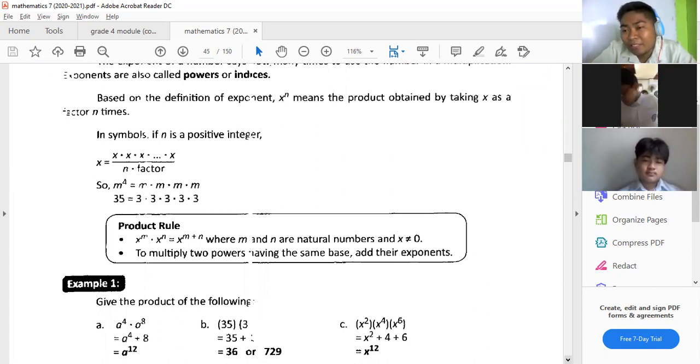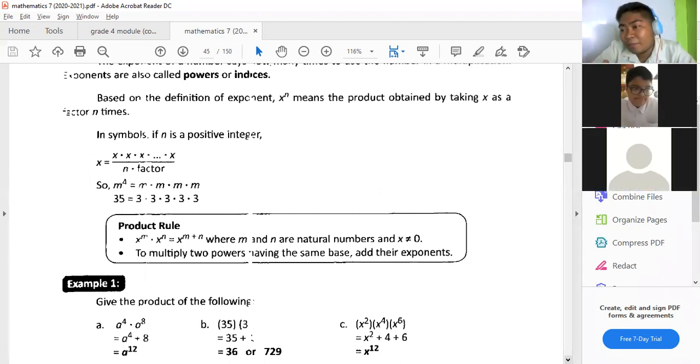Tama? For example, we have 3 raised to 5. So, ilan? 3 raised to 5 yan ha. Magkamali yung pagkakasulat niya. 3 raised to 5. So, ibig sabihin, 5 na beses mong imumultiply yung 3 sa sarili niya. So, kapag 3 raised to 5, or 3 to the 5th power, kaya magiging 3 times 3 times 3 times 3 times 3. Ganun siya. Tama?